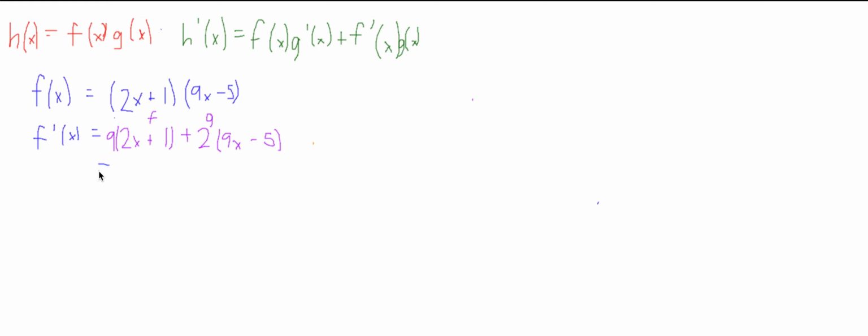And then what we're going to do is distribute the 9 and the 2x plus 1. Then we get 18x plus 9 plus 18x minus 5. And that will be equivalent to 36x plus 4. And this is how we use the product rule.